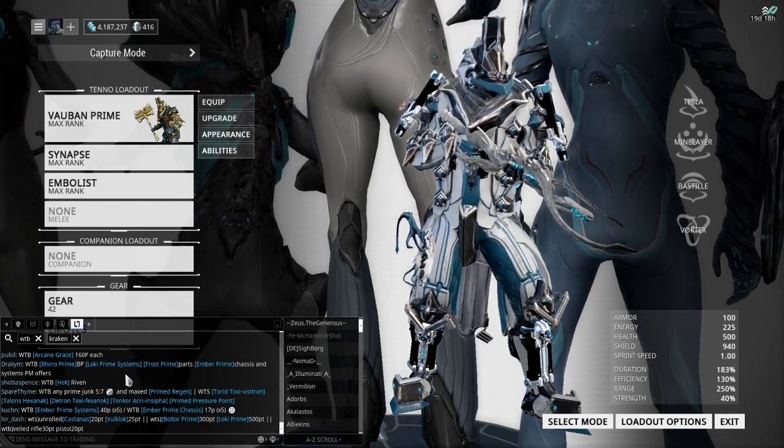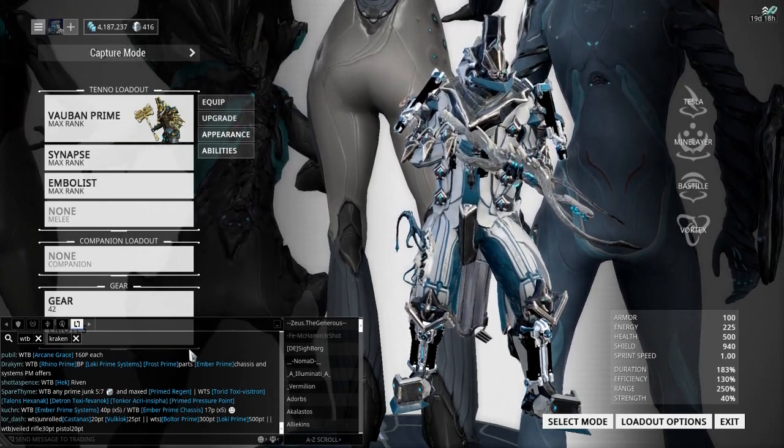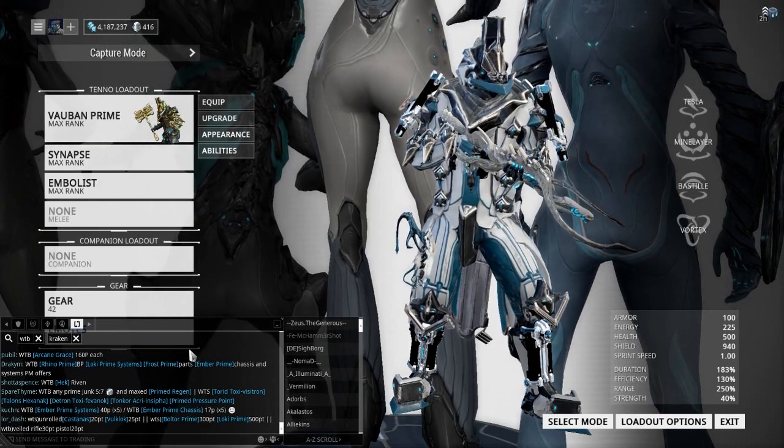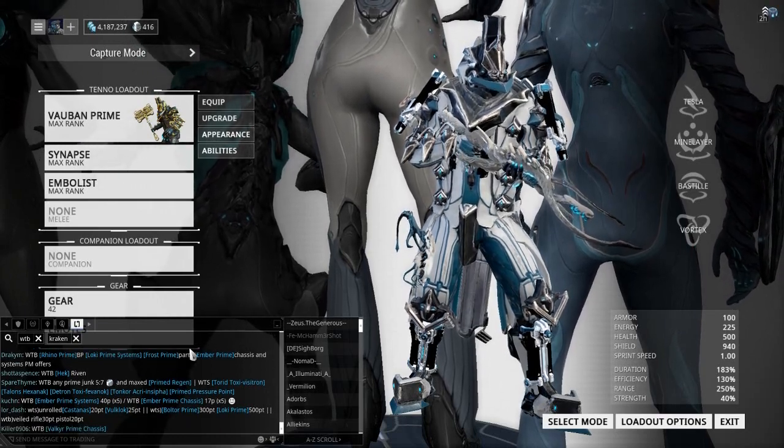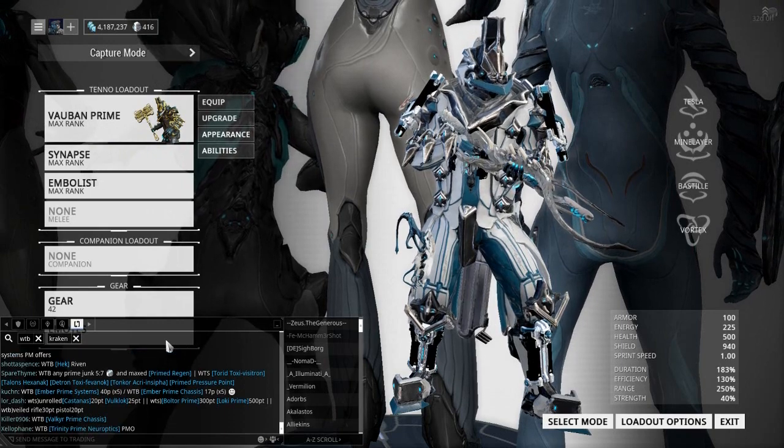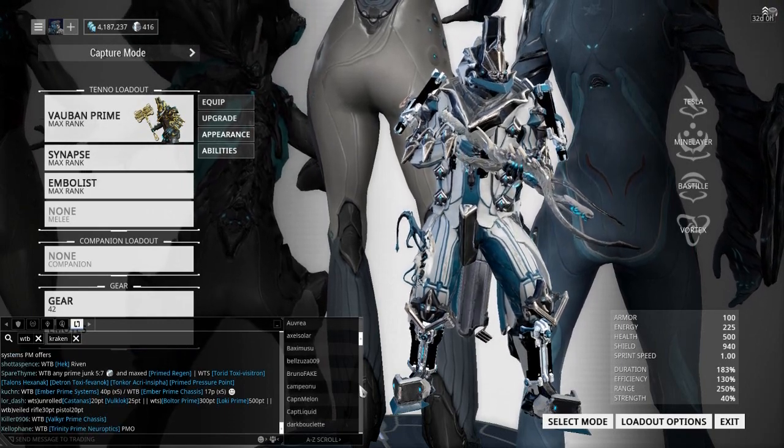Just wanted to rant about this because I was looking for a specific item a few days ago and realized that even if I put both terms in, I couldn't find the specific item because I'd just get everyone that's selling anything, so yeah.